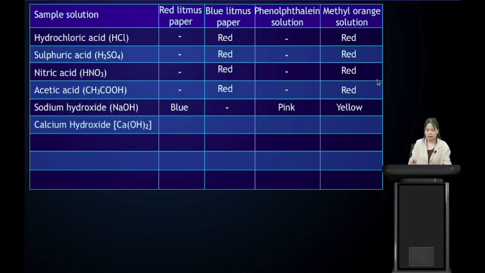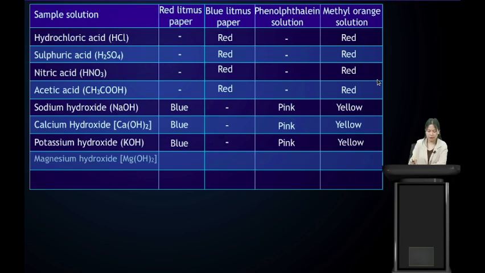Calcium hydroxide, the red litmus paper will change to blue. No effect in blue litmus paper. The phenolphthalein will change to pink color in calcium hydroxide. Methyl orange will change to yellow color in calcium hydroxide. Similarly, for potassium hydroxide and for magnesium hydroxide, the phenolphthalein will change to pink and methyl orange to yellow, and similarly for ammonium hydroxide.